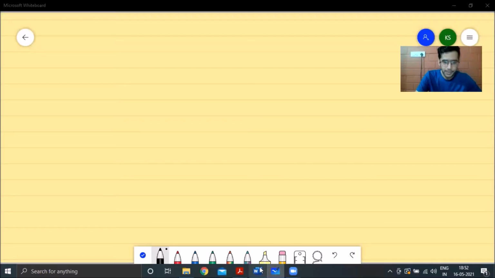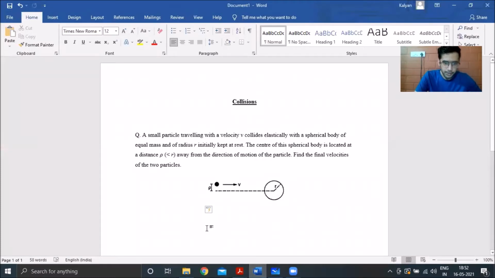Let me share the screen with you guys. So the question goes as such. We have a small particle traveling with a velocity v, and that collides elastically with a spherical body of equal mass, so it has the same mass as this particle, and it has a radius r, and it's initially kept at rest. The center of the spherical body is located at a distance of rho away from the direction of motion of this particle. So this particle is colliding at a height of rho above its center, and we need to find out after the collision happens, what will be the final velocities of both the particles?